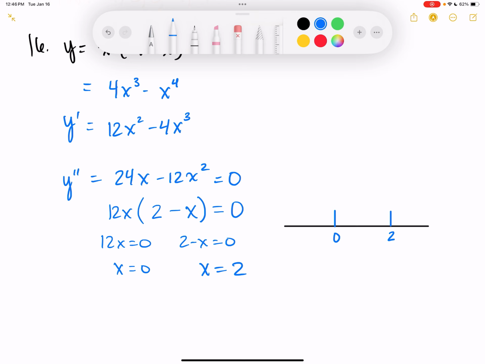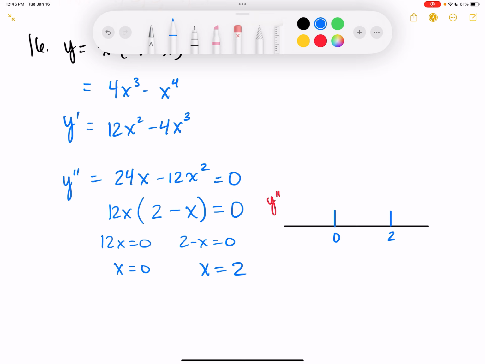So now we can do the line. Now we have to pick values on each side of 0 and plug them into the second derivative. Concavity is what? y double prime. The sign of the double prime is what I'm checking.